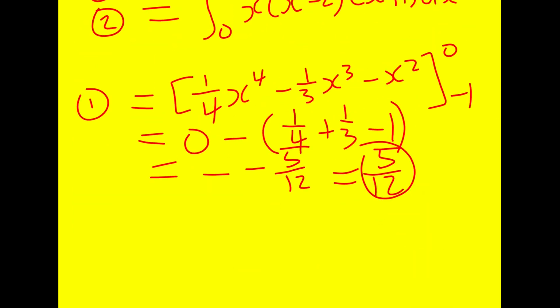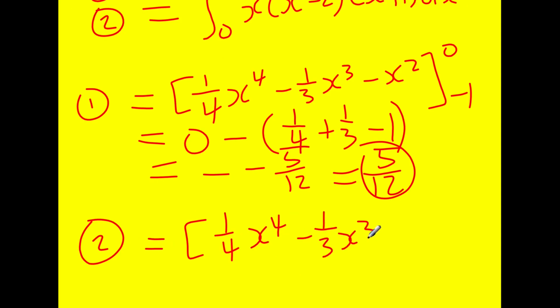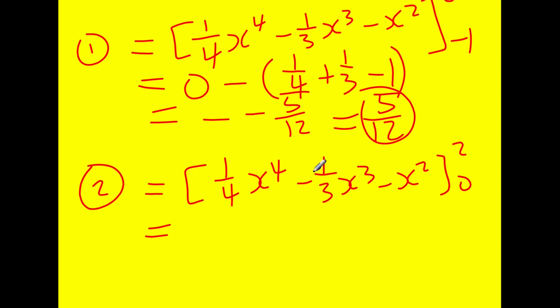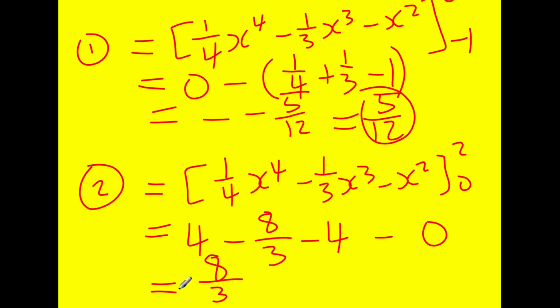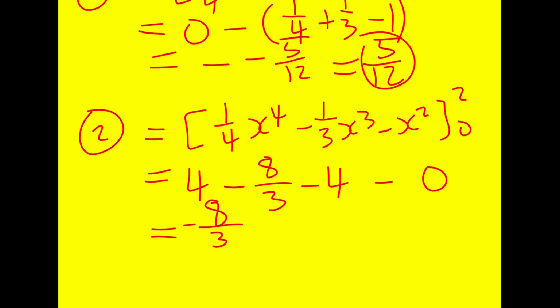Okay, the second area is going to be, I've already done the integral, it's the same function I'm integrating. But now I'm integrating between 2 and 0. I'm going to substitute in. I'm going to get 2 to the power 4, that's 16, divided by 4 is 4. I'm going to minus 8 over 3. Then I'm going to minus 4. And then I'm going to minus 0. And I'm going to get 8 over 3 minus 8 over 3 is my final answer.